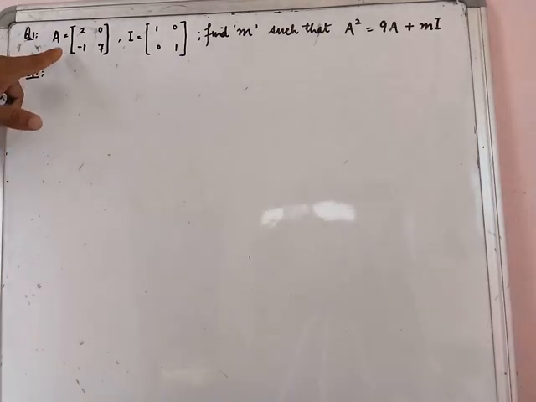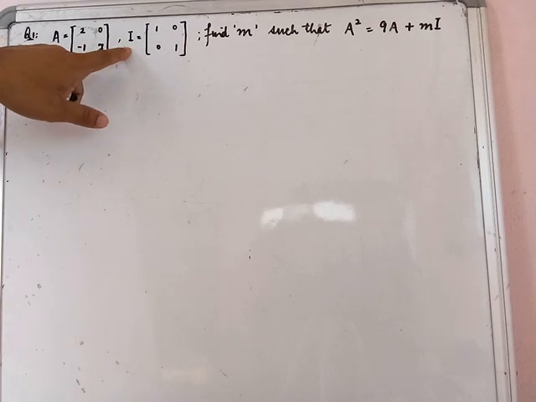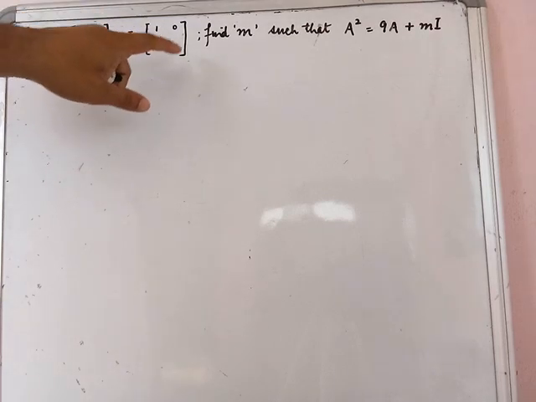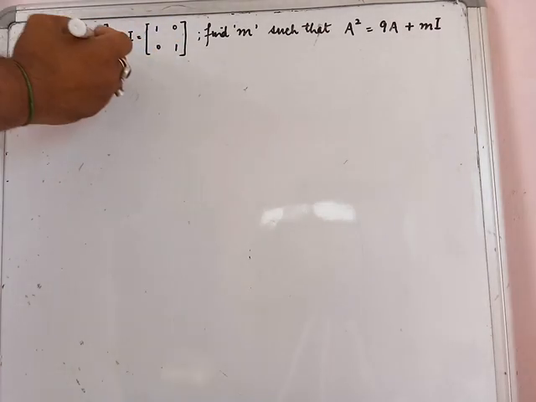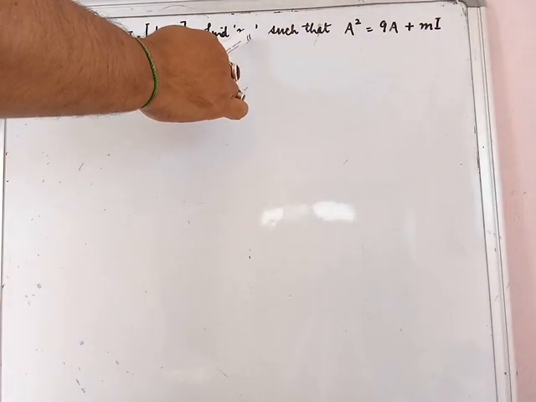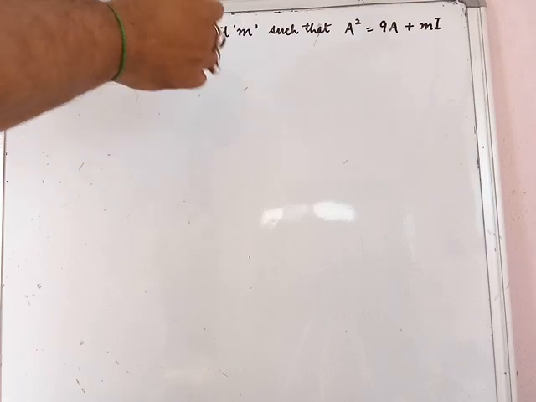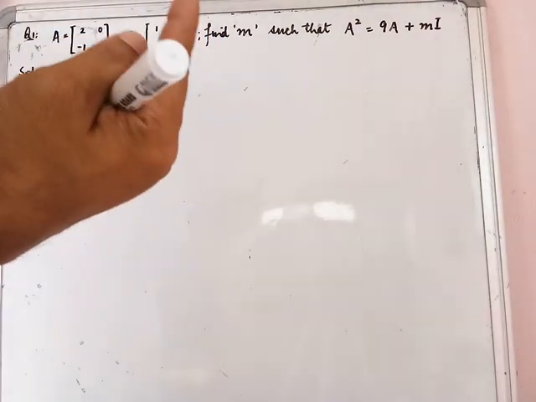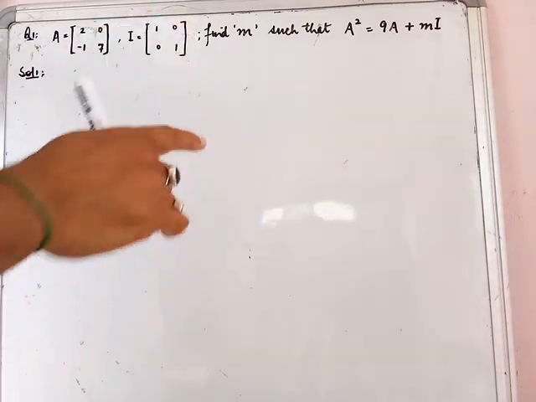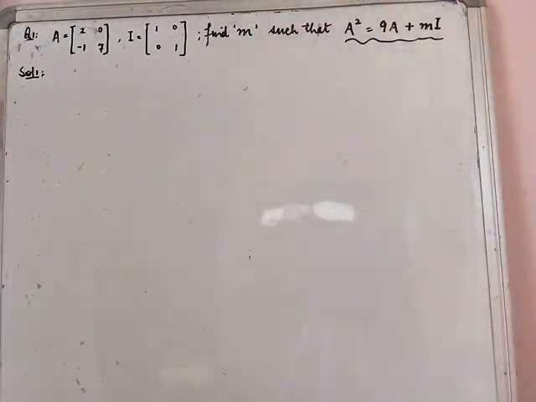Okay, so we have a matrix A given, we have a matrix I given. I obviously is the identity matrix, as you can see, of the order 2 by 2. So order here also is 2 by 2 and 2 by 2. Find small m. Please note, this is small m, not capital M. That means this is a scalar quantity, a singular number, not a matrix. Such that, so this is the condition that is given to you. A square is equal to 9A plus mI.